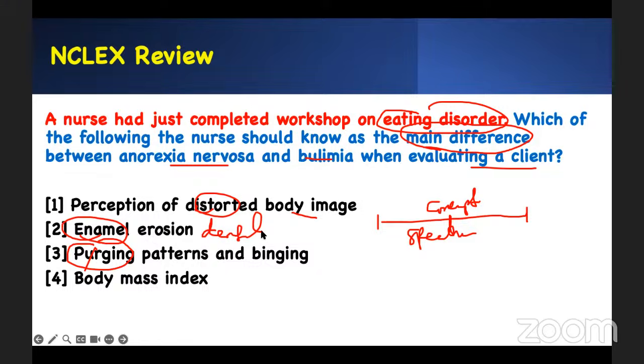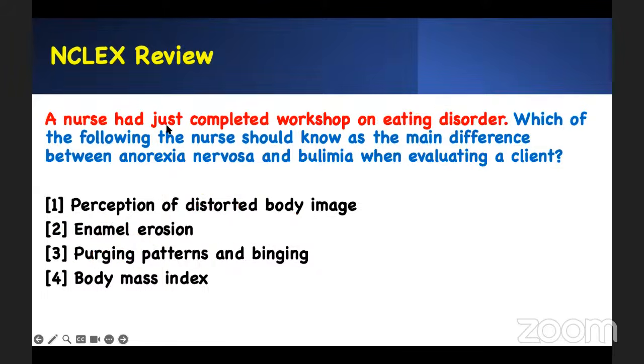They both have distorted body image and they both can purge. They eat and purge the food out. Therefore, if you're purging, you're going to have dental issues. Therefore, 3 will knock out number 2. If you have bad body image, you're going to try to purge so that you don't eat. If you're purging, you have enamel issues. And you see, I've answered the question. I don't even have to go to number 4, just by using test-taking strategy, right?